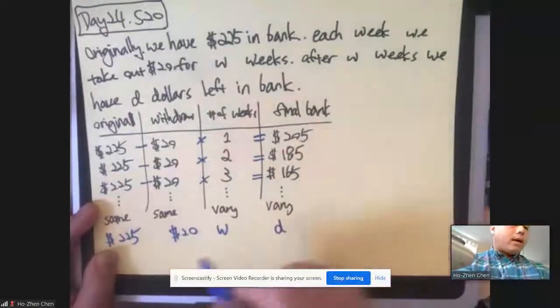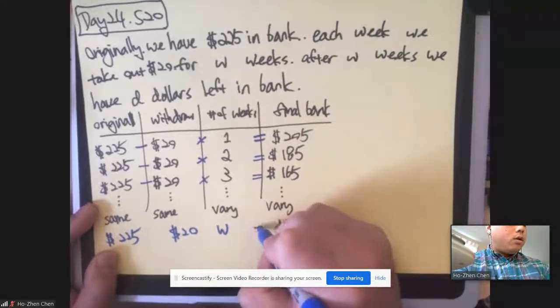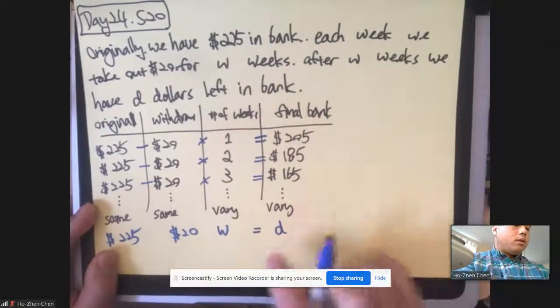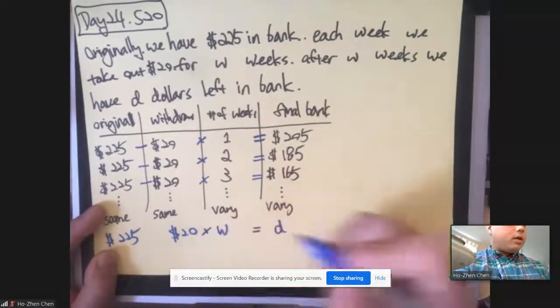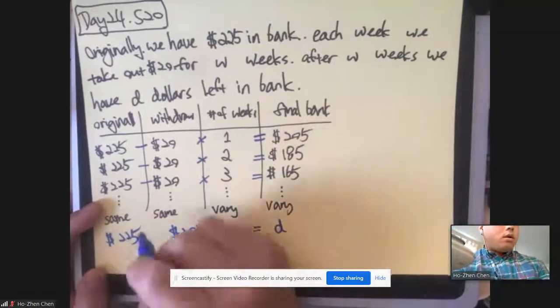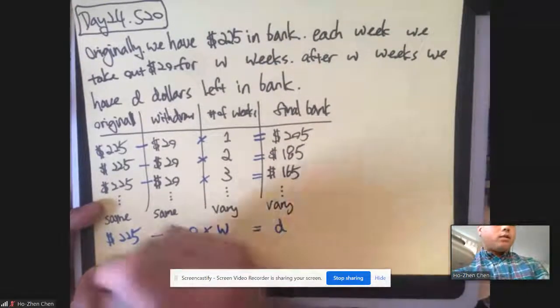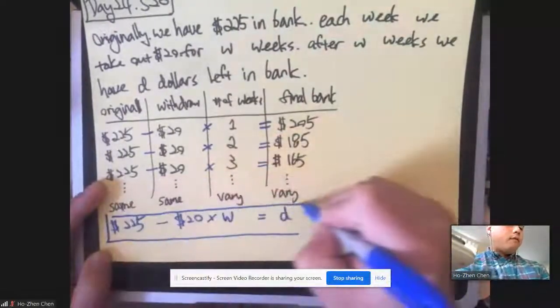So if you follow the pattern, you can actually do this. The final unknown amount in the bank, we use the variable D to represent because it varies. How much money are we going to take out? It's going to be a function depending on how many weeks have passed. Each week we take out $20, and this amount is deducted from the original bank account amount, 225. So this will be the equation that you need for the slide.